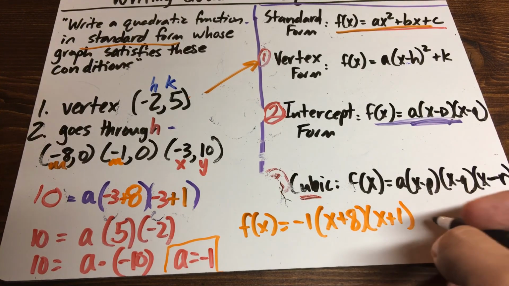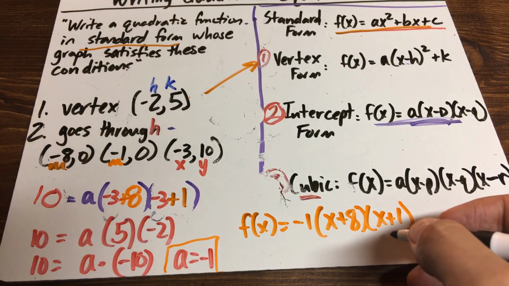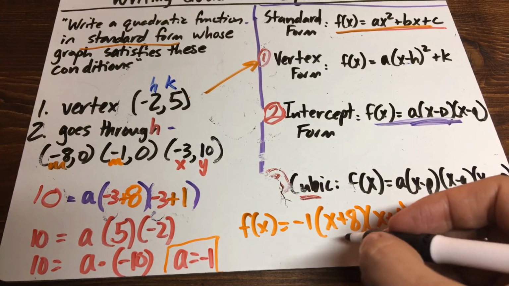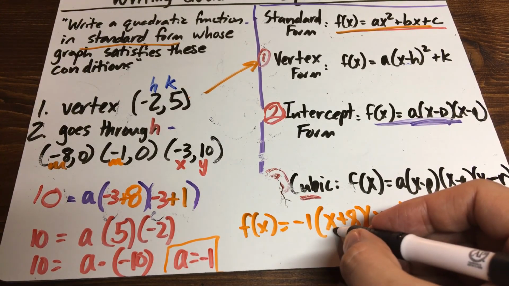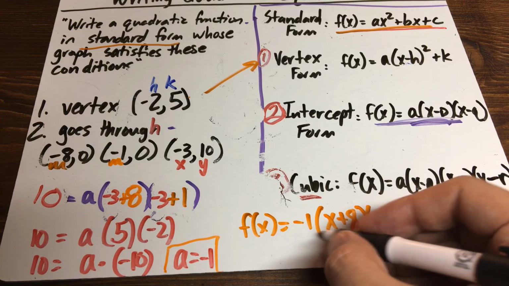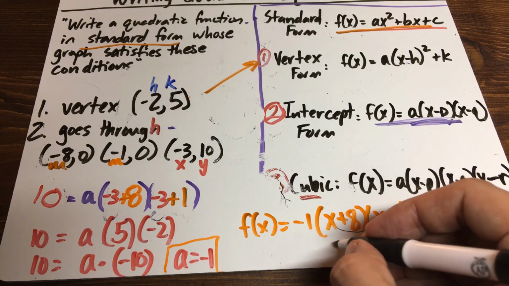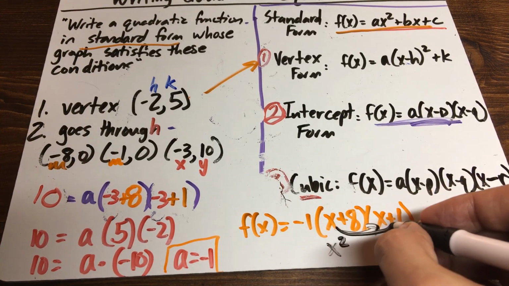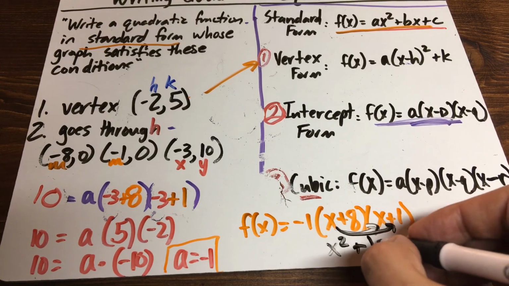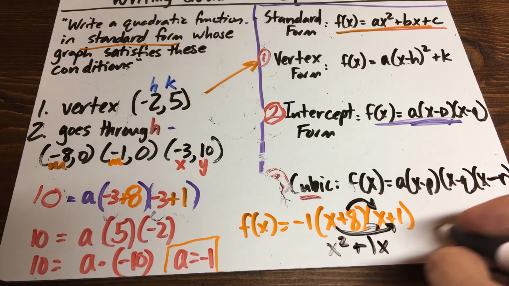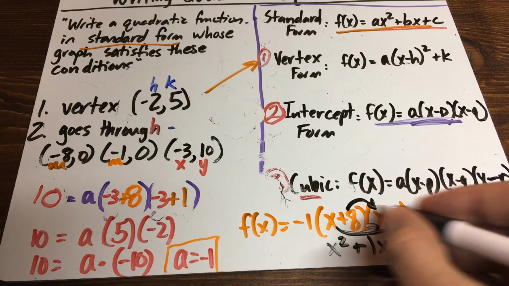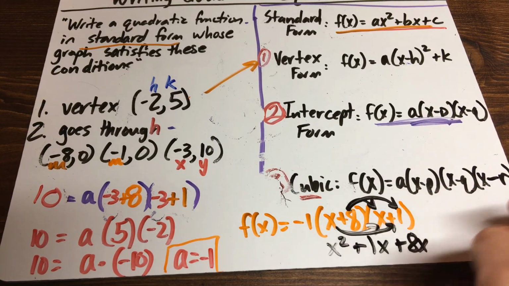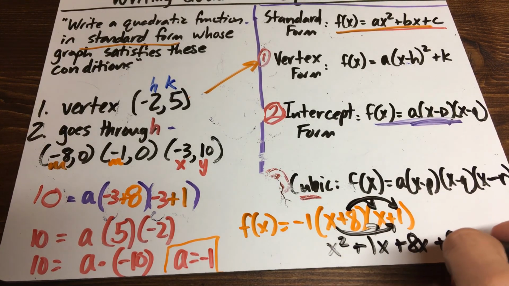It doesn't really matter what order you multiply in. I'm going to do this part first. I'm going to do x times x, that's x squared. I'm going to do x times 1, that's 1x. I'm going to do 8 times x, that's 8x. I'm going to do 8 times 1, that's 8.